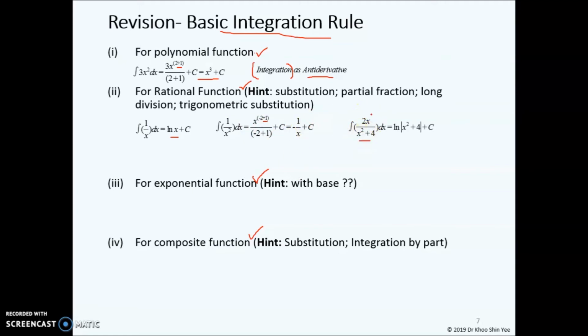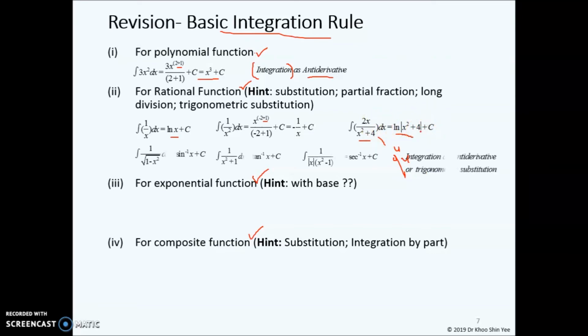So if you found the relationship where you differentiate x squared plus 4 and then you get 2x, the result will be in ln. If you are not confident, you can let u equal to x squared plus 4 and then differentiate it, du, substitute inside, okay, you can get the same answer.